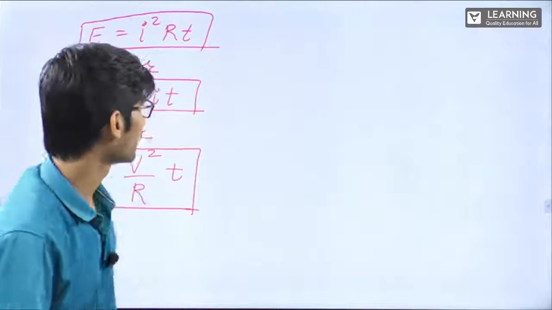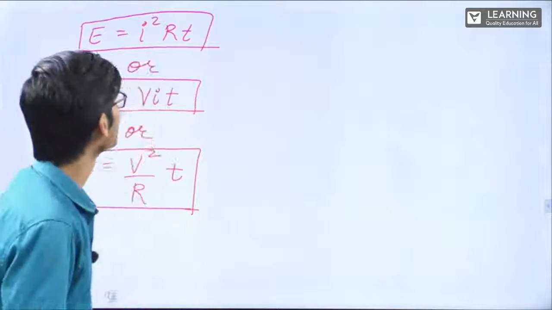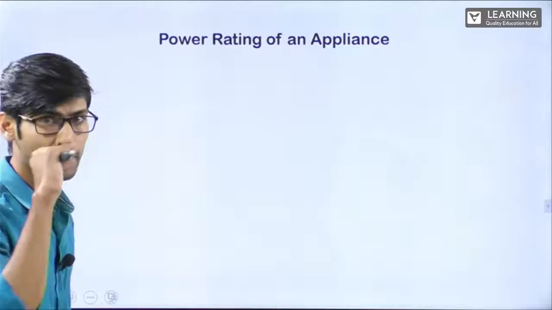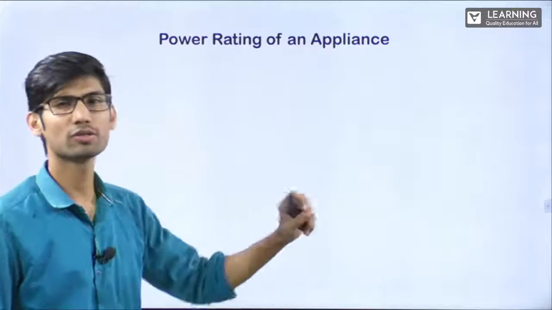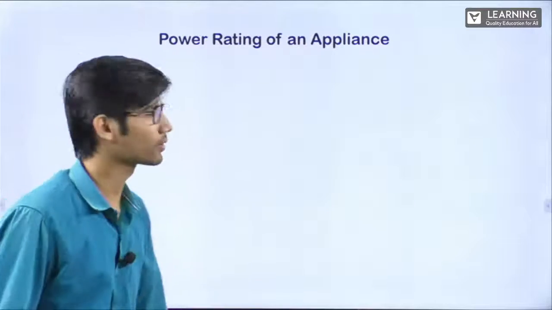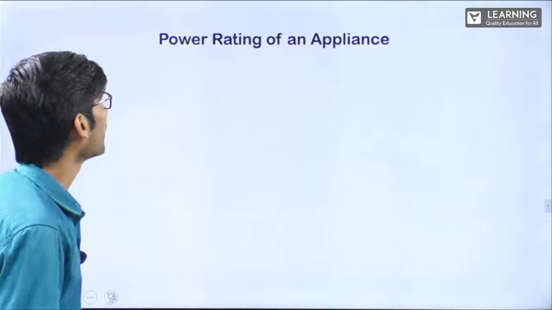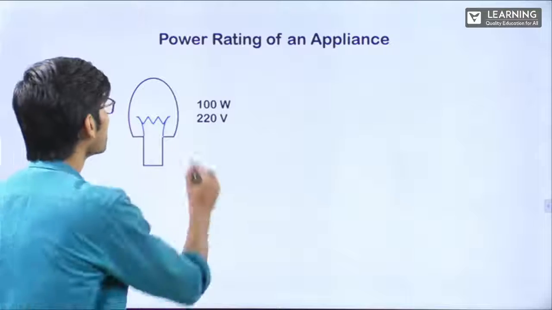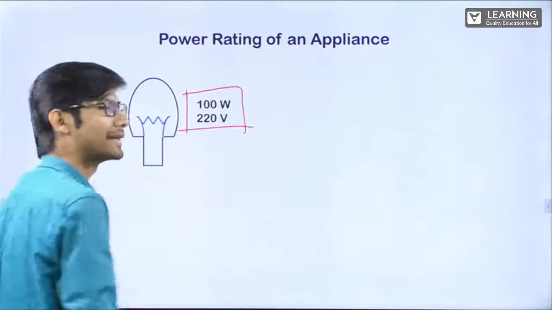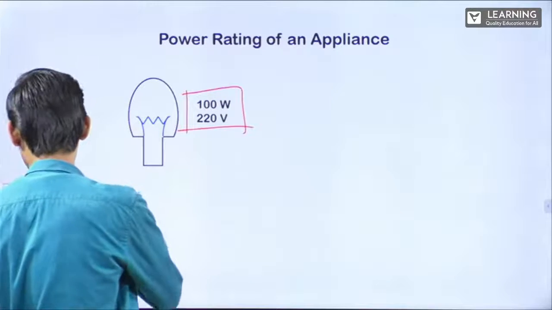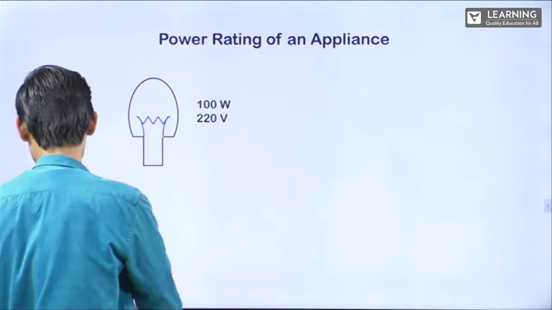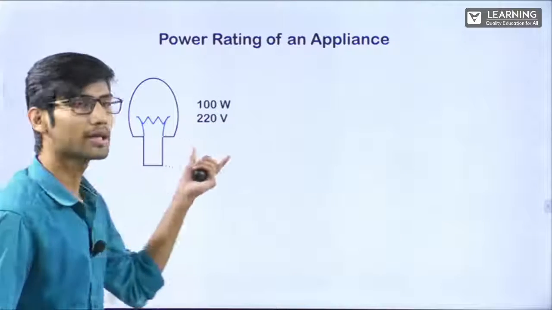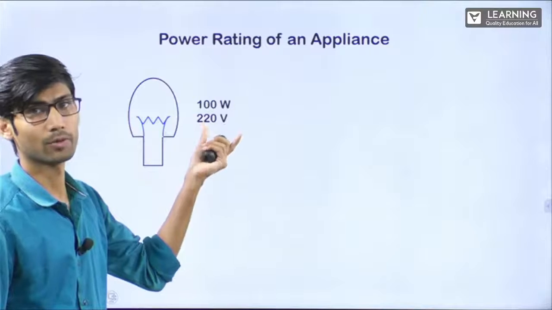Done. Now, let us see power rating of an appliance. Again, this is also something which you have already studied in your 10th standard. Just a revision of that. Power rating, in every appliance you would have seen, suppose there is a bulb, you would have seen something written like this, right? It can be anything. It can be 80 watt, it can be 90 watt, it can be 100 watt. Just an example I have shown. Something like this is written. What does this mean?